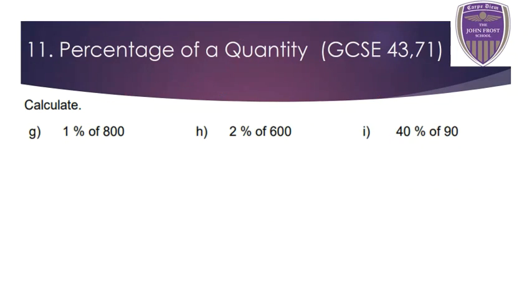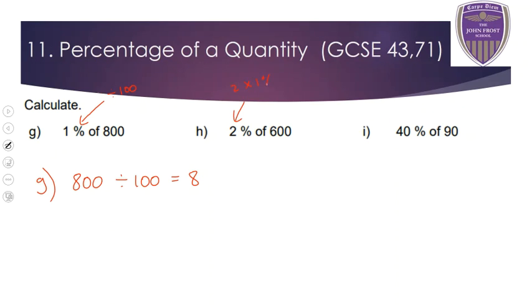Normal percentages. All right, 1%. Remember I said in the last video, to find 10%, we divide by 10, because there are 10 tens in 100. So there are 100 ones in 100. So to divide by 100 would give you 1%. So for question G, 1% is 800 divided by 100. So how many 100s are there in 800? It's 8. Job done.